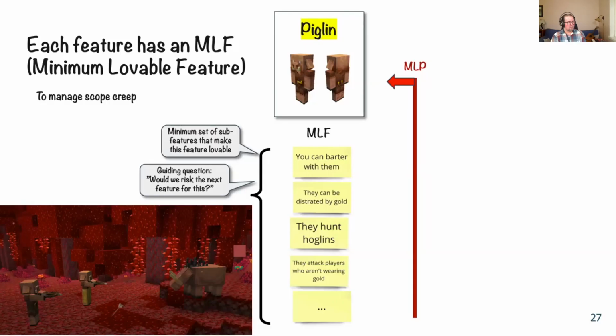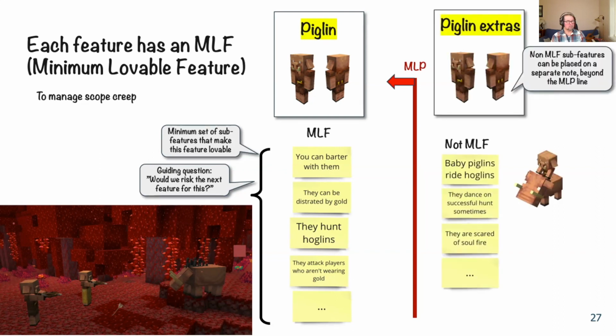And the guiding question when trying to decide if something is MLF or not is, would we risk the next feature for this sub-feature? So let's say, for example, baby piglins riding baby hoglins. That's a really nice thing. But if push comes to shove, I would rather we ship the next feature and not have baby piglins ride hoglins than risk delaying the next feature.